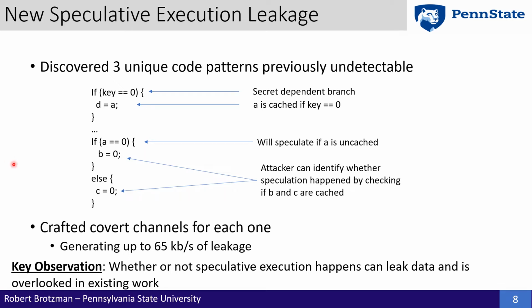One such code pattern is presented here. In this example, we have a conditional that will access A if key is 0 or not access A if it is not equal to 0. So at some point later, we will then use A in another condition. And the thing to note here is recall that if A is cached, it's unlikely the processor will speculatively execute. However, if it's uncached, it is very likely the processor will speculatively execute one of these branches.